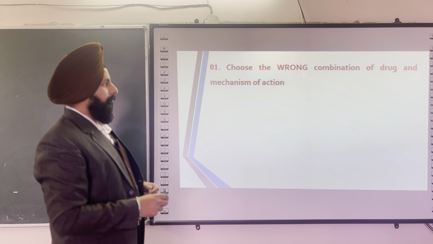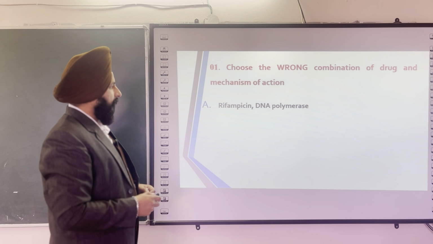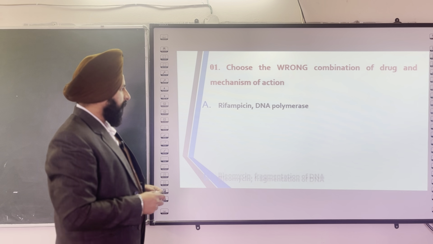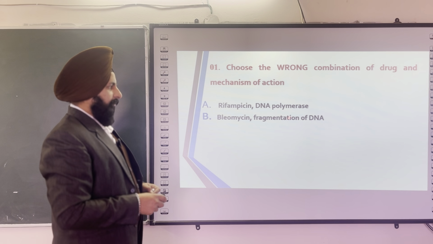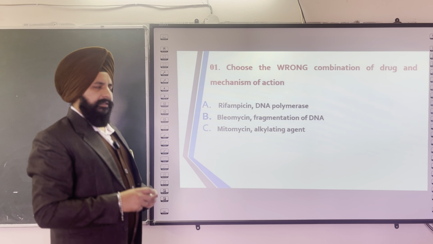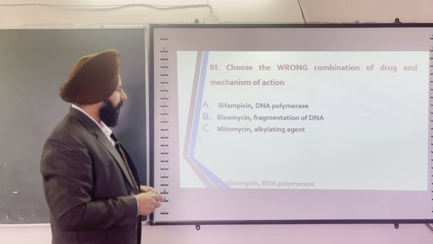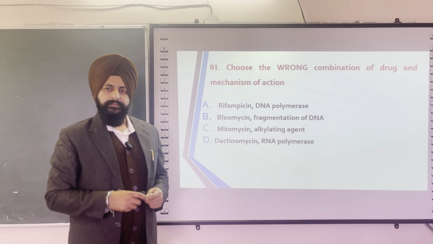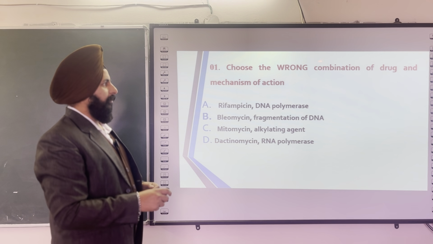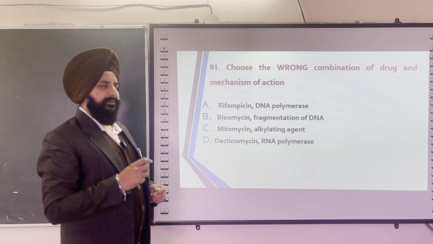Choose the wrong combination of drug and mechanism of action. The options for this question are: rifampicin acts by DNA polymerase, bleomycin causes fragmentation of DNA, mitomycin is an alkylating agent, dactinomycin is an RNA polymerase inhibitor. So you choose the correct answer. Correct here means there will be a wrong combination of drug along with its mechanism.